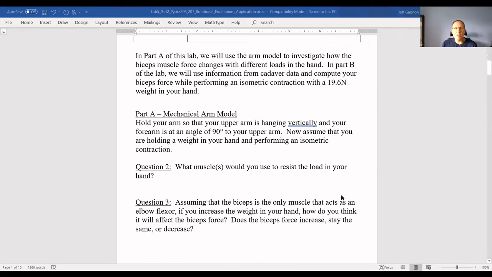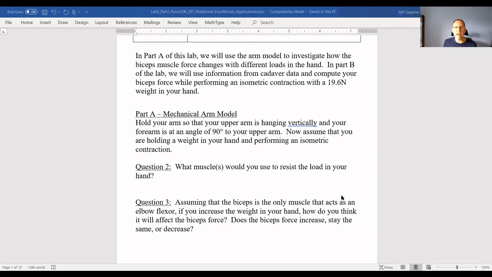Okay, now assume that you are holding your upper arm vertical, right? Your forearm is at a 90-degree angle to your upper arm, just like that mechanical model was. Now assume that you're holding a weight in your hand, right? And performing an isometric contraction. So there's no motion of your arm, just holding it. So question 2 is what muscle or muscles would you use to resist the load in your hand?